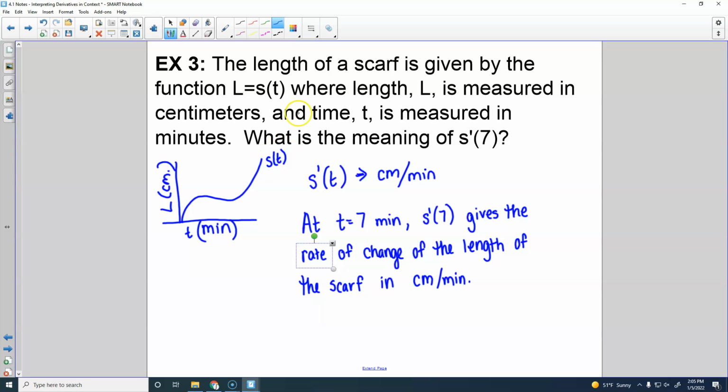So like this is S prime. When we think of finding S prime of 7, let's say 7 was right here, you're finding the slope of that, so the rate of change of that. In this case, it's the length of the scarf. Questions? The actual graph of that would look like that. You're right, it probably wouldn't, because unless you unravel it at some point, it should be constantly getting longer.